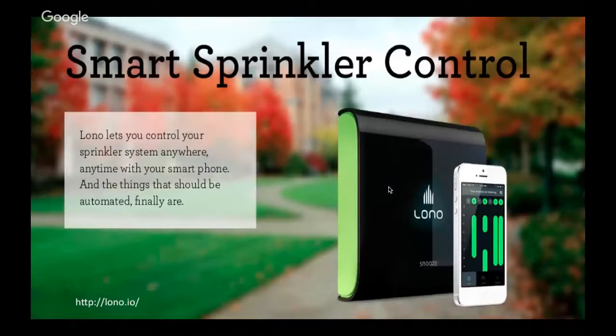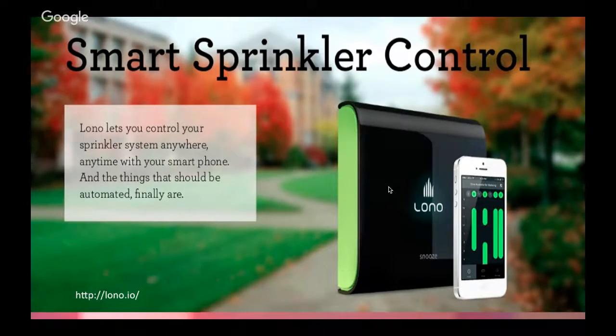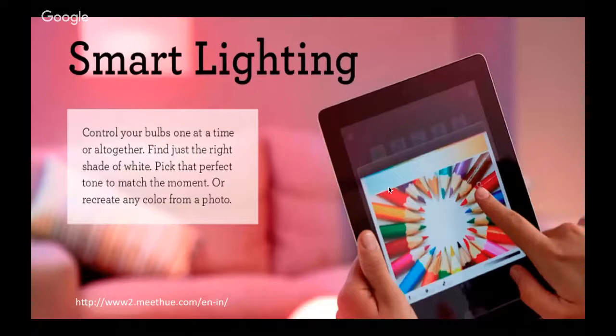If you're running in and out of your garage to make sure your sprinklers are working and your plants are getting enough water, this particular device, Lono, lets you control your sprinkler system using your mobile phone. Just from your mobile, you can check the water levels, create alerts, and even enable or disable the sprinkler system. Smart lighting is very easy to control. Using your iPad or your mobile app, you can pick the color of the light that you want to use, so your bedroom has a different light, your dining room has a different light, and things like that.